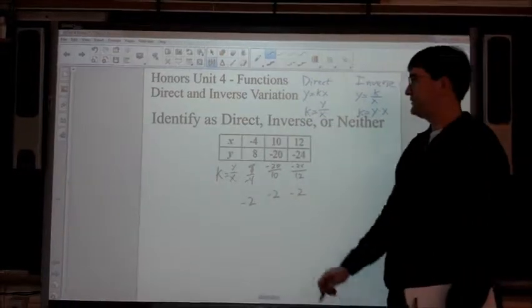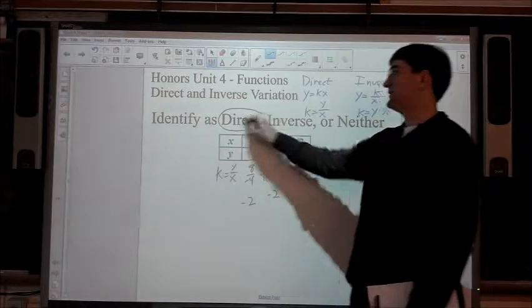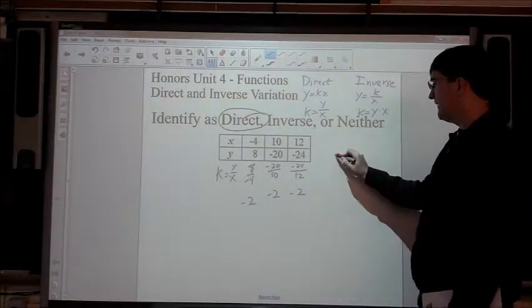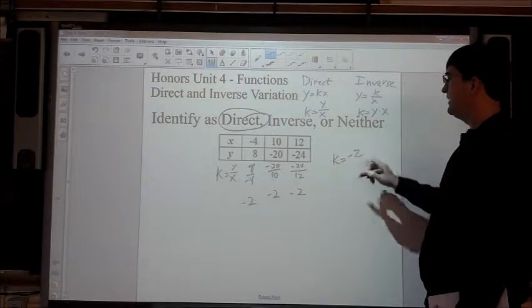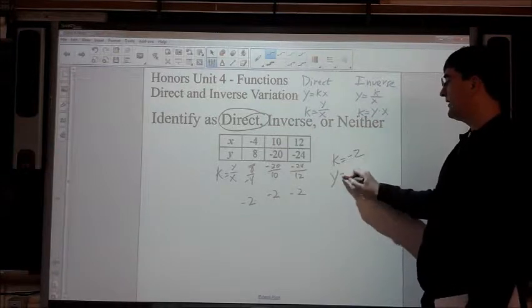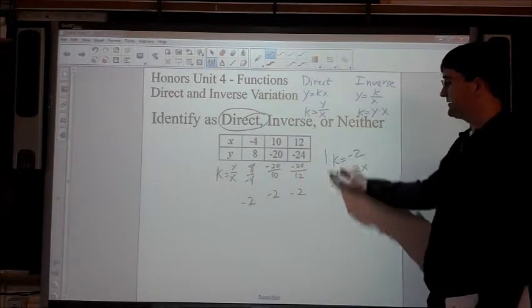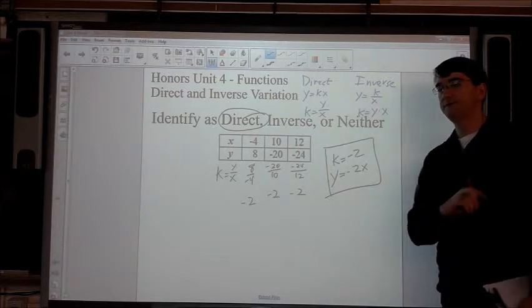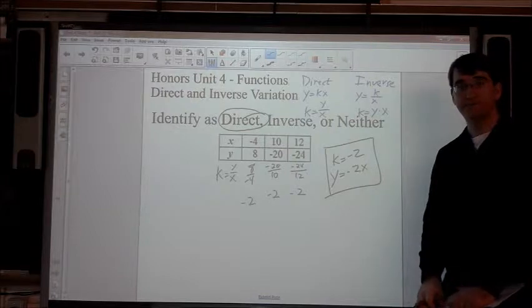I'm not even going to bother to check that. If it's to check inverse, I know that direct works. K is equal to negative 2. So I have k equals negative 2, and my formula then would be y equals negative 2x. It's direct variation with a constant of variation of negative 2.